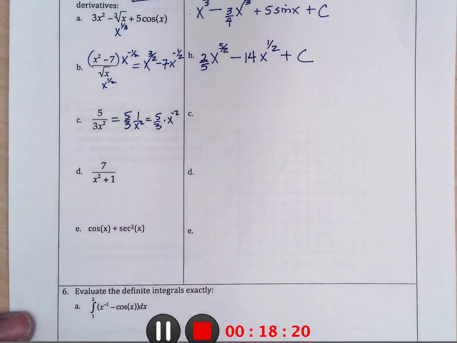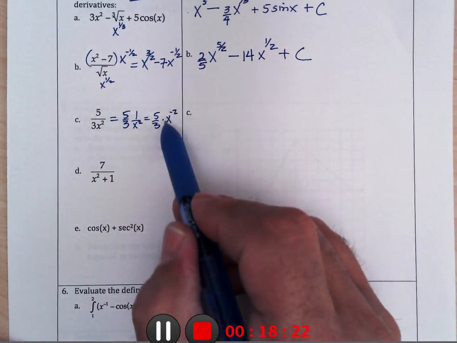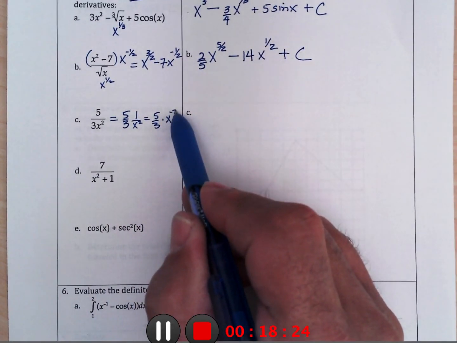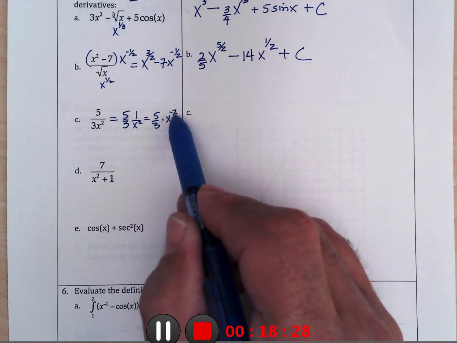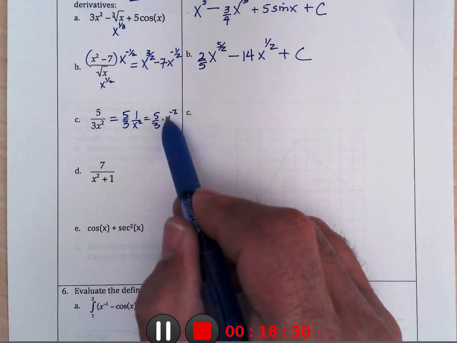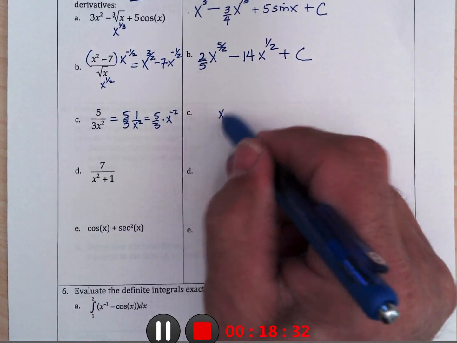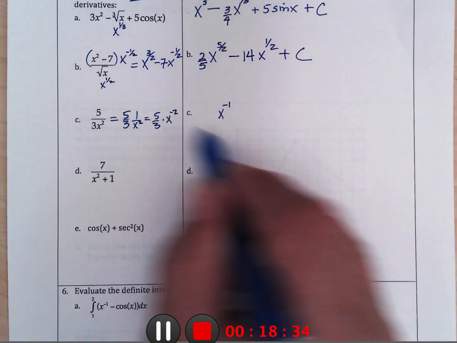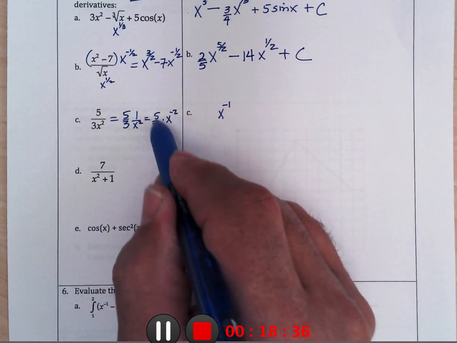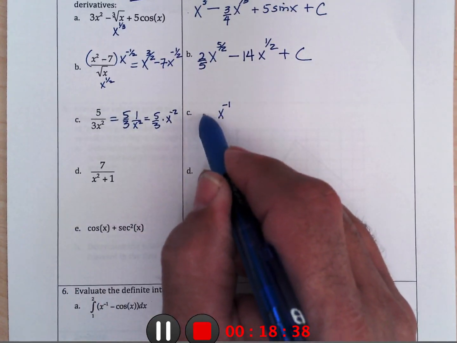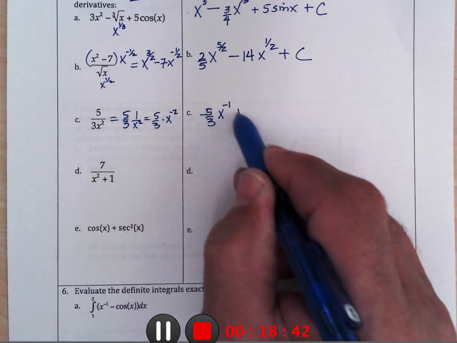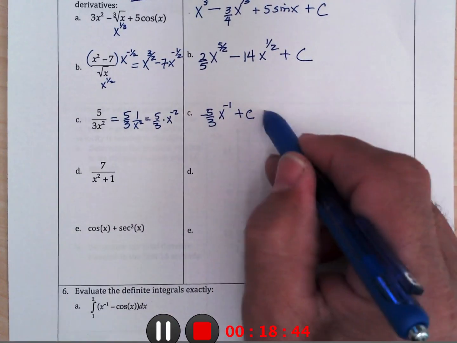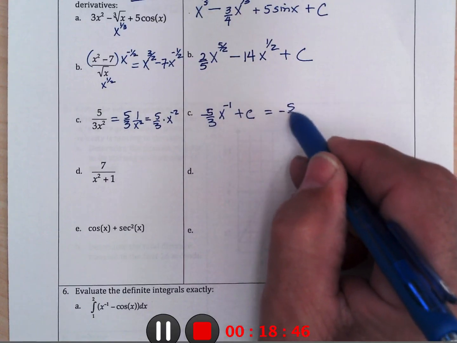So the antiderivative, we'd add 1 to this. The only time we wouldn't do that is if it was minus 1. So we add 1 to this, and we get x to the minus 1. And we'd have to divide by minus 1. Well, 5/3 divided by minus 1 is minus 5/3. Or you could write it negative 5/3 times 1 over x.